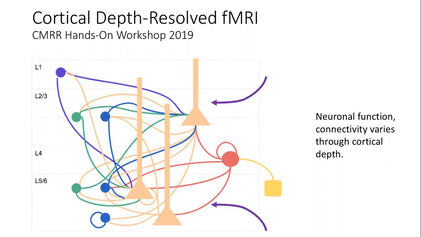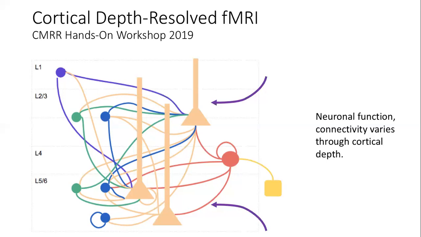The image I have here is a cartoon of a computational model that we've been working on lately to try to get our head around, even if we could do depth resolved fMRI with unlimited resolution, what would we expect the pattern of neuronal responses to be? In yellow, we have the input to primary visual cortex, and the orange and the red neurons are excitatory neurons. Blue and green represent inhibitory neuronal populations. Purple arrows are indicating feed forward and feedback information coming into this region of cortex.